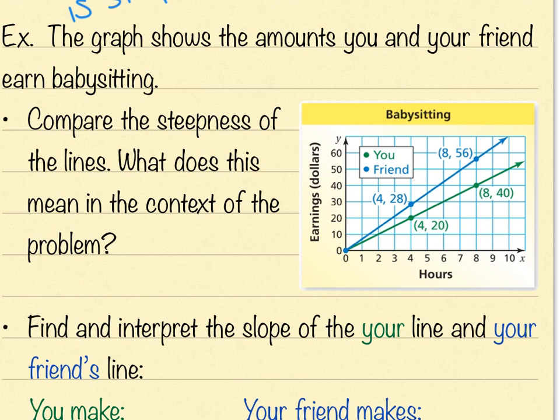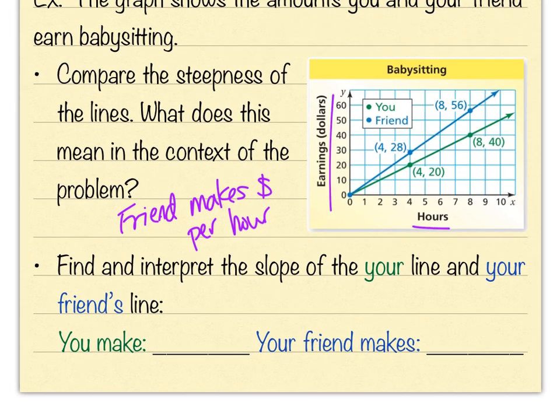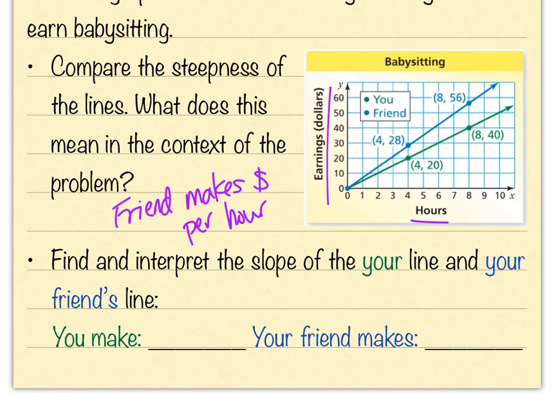Well, if we're comparing dollars per hour, that means my friend makes more money per hour than I do. Now, I could be babysitting for longer and eventually make more money, but my friend has a higher rate of earning, right? They have a higher rate of earning, which is why their line is steeper. So it wants us to interpret what that slope actually is.